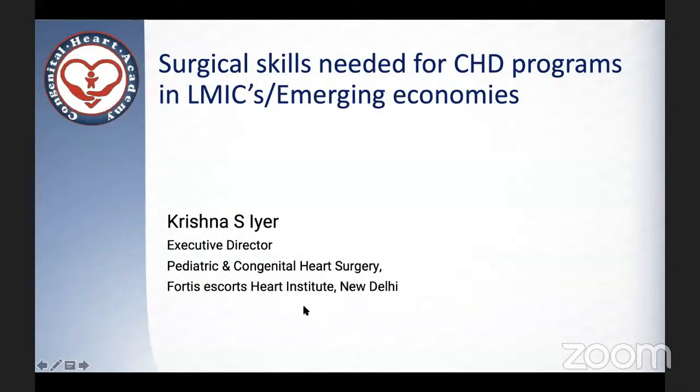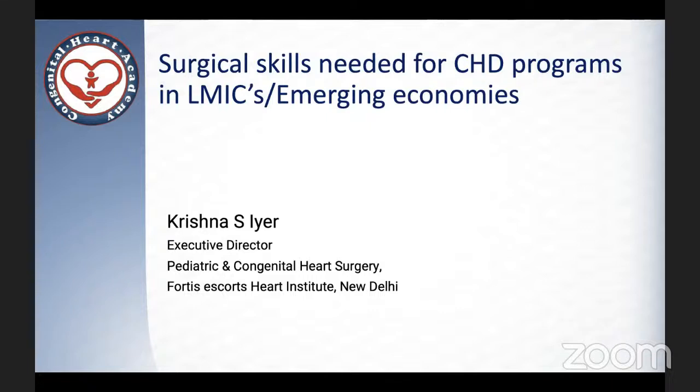Dr. Iyer is the executive director in the Department of Pediatrics and Congenital Heart Surgery at Fortis Heart Institute in New Delhi. He has been a pediatric cardiac surgeon for over 30 years in India and has performed over 15,000 pediatric cardiac surgeries. He set up the first dedicated pediatric cardiac care program in India in 1995 at the Escorts Heart Institute in New Delhi. He has been actively engaged in training pediatric cardiac surgeons from India and neighboring countries and has helped develop pediatric cardiac centers in this part of the world. He has focused on developing cost-effective, high-quality pediatric cardiac care that is feasible in developing countries.